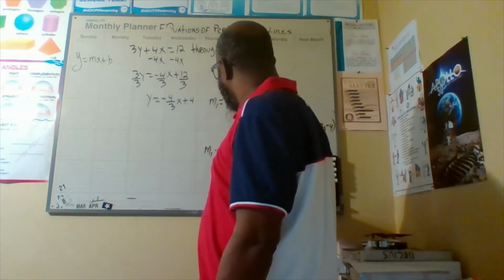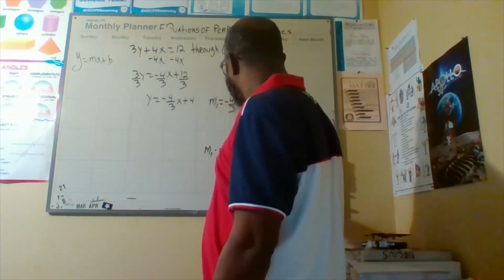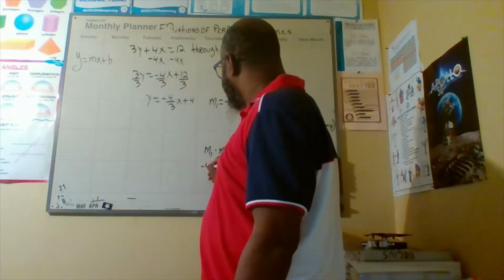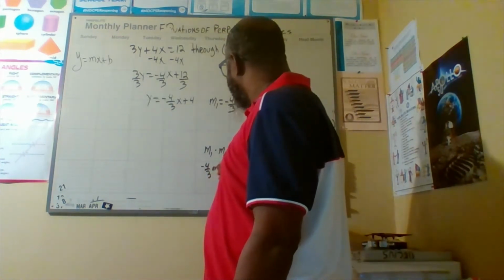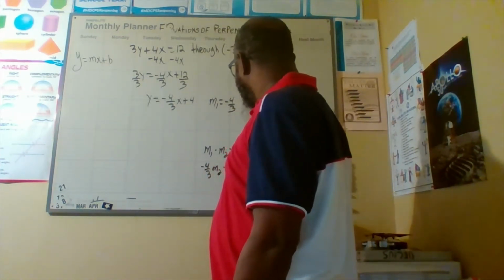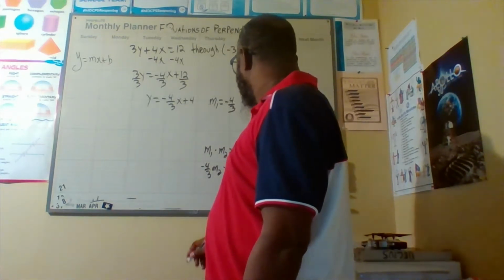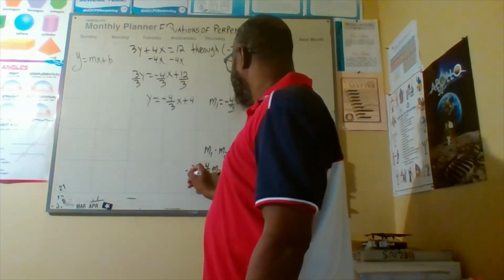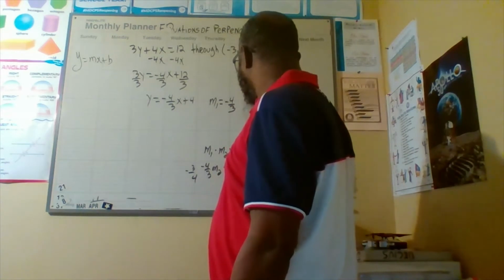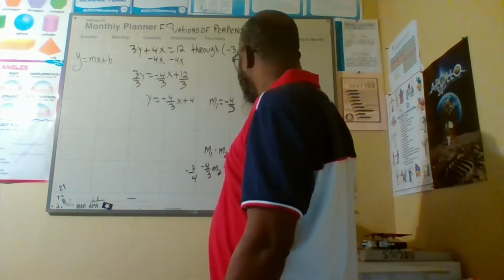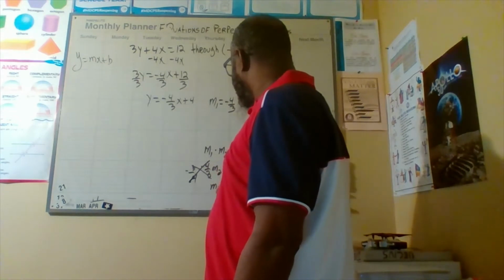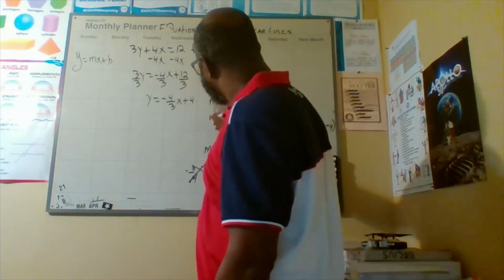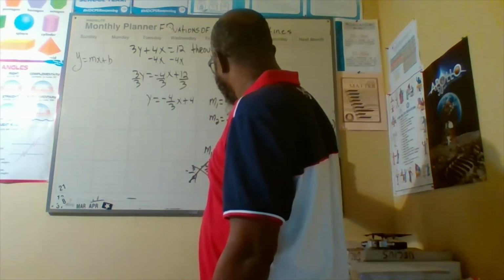M1 times M2 is equal to negative 1. In this case, M1 is negative 4/3 times M2 is equal to negative 1. So multiply by the reciprocal, which is negative 3 over 4, and you do the same thing, negative 3 over 4. Those cancel out, and you have M2 is equal to 3/4. So M2 is equal to 3/4. This is the slope that you want.